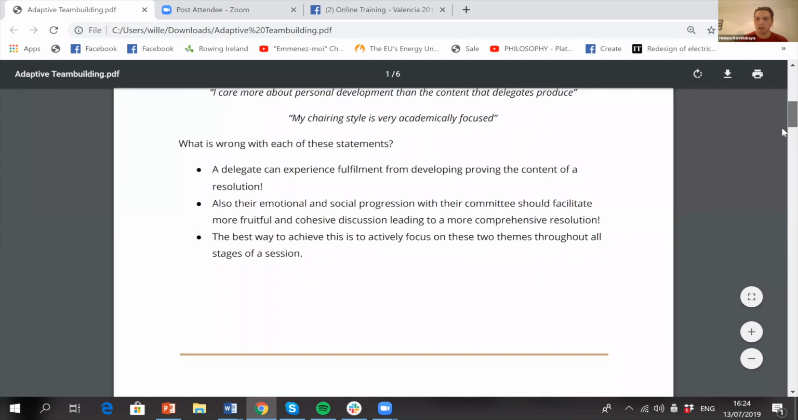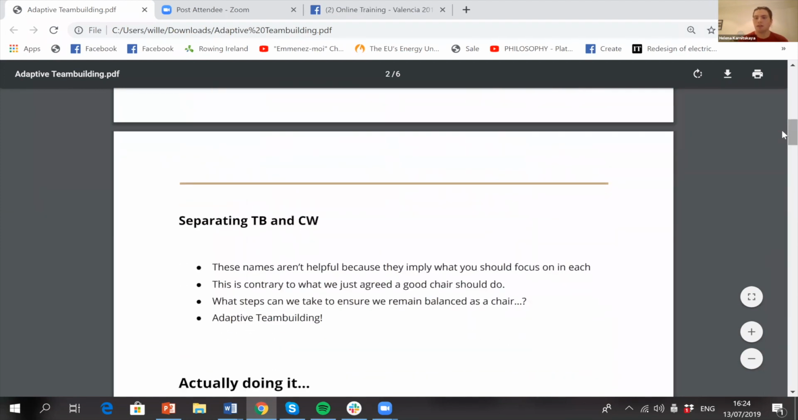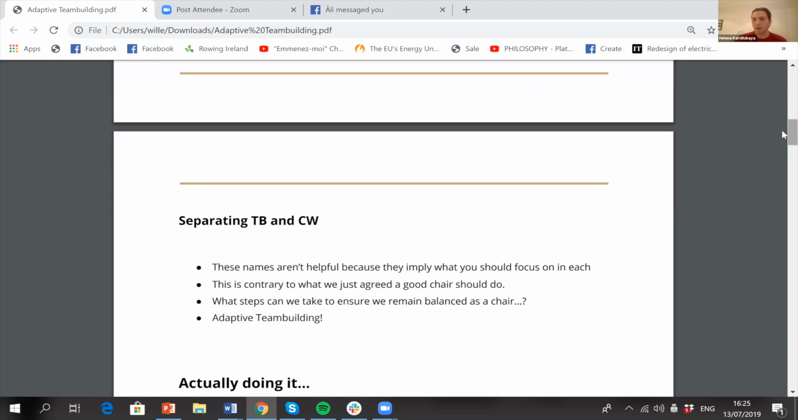Then we kind of come to, I think, a problem that we have a lot in EYP, which is how we define our work. What we do as chairs. And yes, you have GA, but the core tenet, the core parts of chairing, are team building and committee work. And the more you reflect on these, you think they aren't really helpful if you're trying to achieve both engagement with the topic and higher content, as well as personal development at the same time.